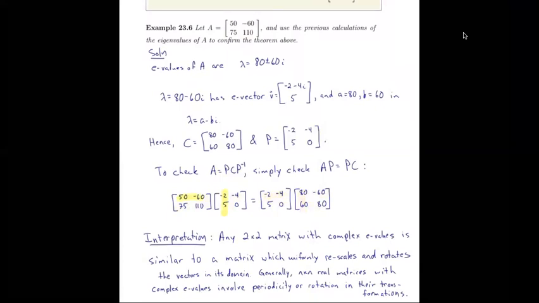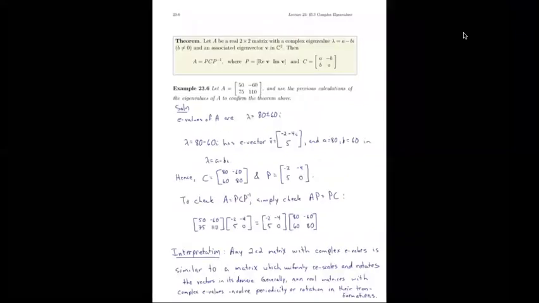So again, this is just an example of what the theorem states. I think it provides some intuition as to the theorem being true, but mainly we're concerned with the interpretation of it, right? As I've said before, any 2 by 2 real matrix with complex eigenvalues is similar to a matrix which uniformly rescales and rotates the vectors in its domain. So in other words, it rescales by the same amount each time we apply it, which is that factor of R.